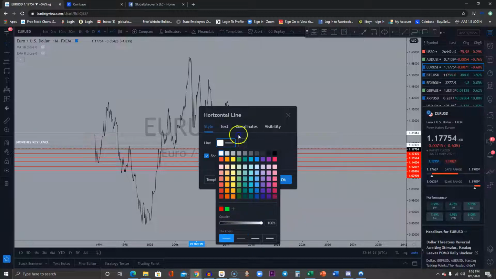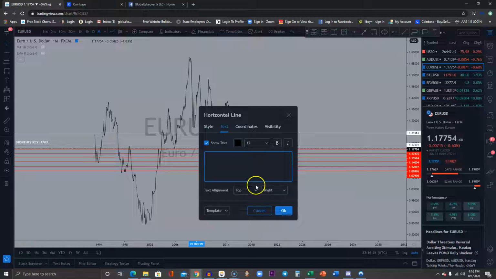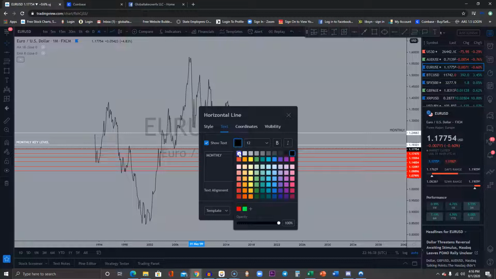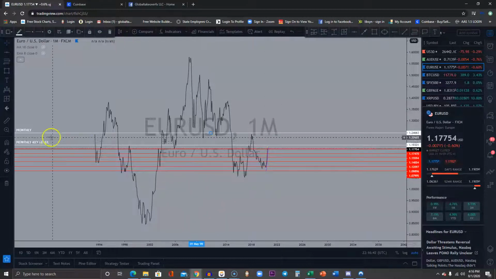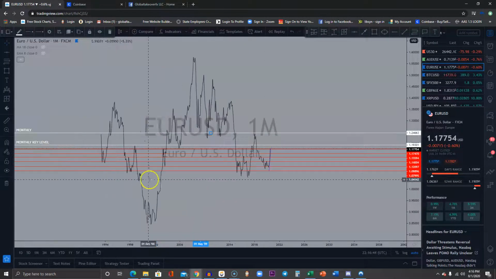Make sure it's pretty thin there. Let's make sure it's monthly. Sorry, I like to have everything in all caps when I'm marking up my lines. I don't know why. It's just a little pet peeve I have, but bam, make sure that's on the left hand side. So 2 monthly key levels there.